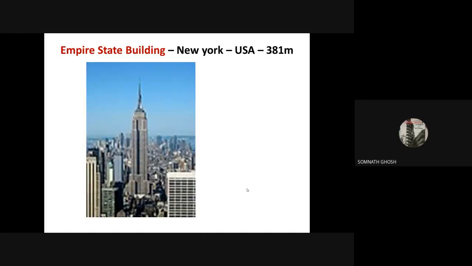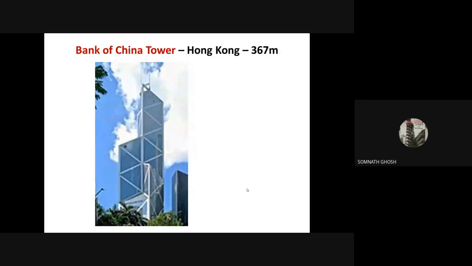Now, this is the Empire State Building in New York, in USA, 381 meters. It's a very old building. You know about it, you have heard about it. This is the Bank of China Tower in Hong Kong, 367 meters. Just see the architecture. It is totally different.